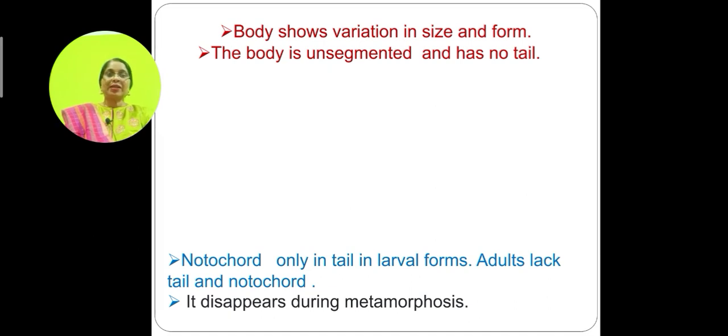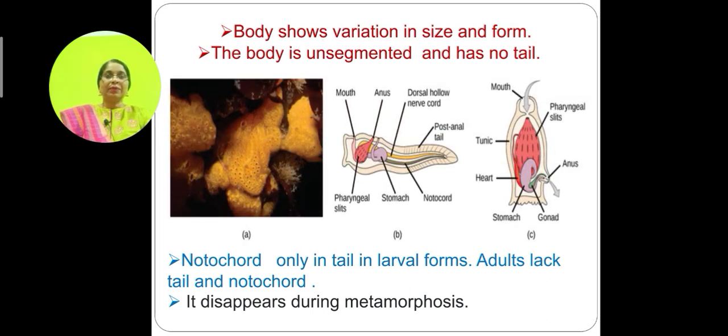The body shows variation in size and form. The body is unsegmented and has no tail. You can see here in the diagram the mouth, anus, dorsal hollow nerve cord, post-anal tail and pharyngeal gill slits. The notochord is present only in the tail in larval forms, and adults lack the tail and notochord. So larval forms have the tail and notochord, but in adults the tail and notochord are absent. It disappears during metamorphosis.